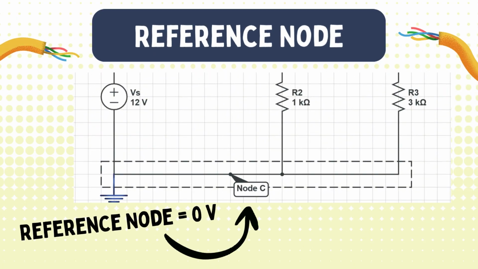Choosing the reference node. Before starting, we select a reference node, also called ground, and assign it a voltage of 0 volts. Every other voltage in the circuit will be measured relative to this point. In this case, node C makes the best choice because it connects to multiple branches and acts as a common return point, or path for current.